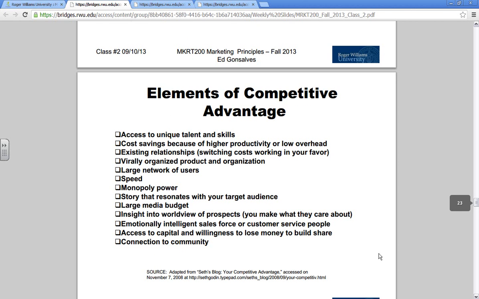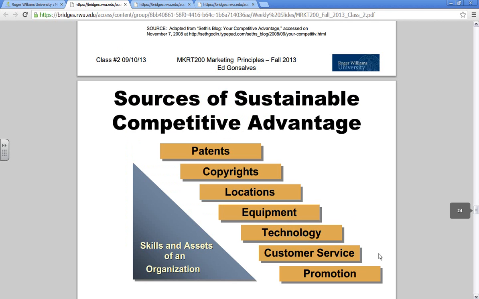Who knows? This slide lists a bunch of different elements of competitive advantage. Sometimes it's just talented people, sometimes it's money, sometimes you just have a large network of customers and existing relationships, so for the people to go somewhere else might be hard. It could be you just have a big media budget and you can outspend and outpromote somebody so that they can't even get a word in edgewise. Who knows? There could be a lot of reasons for that.